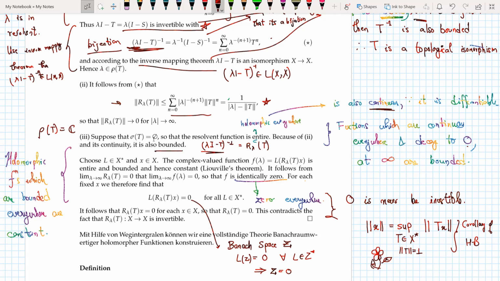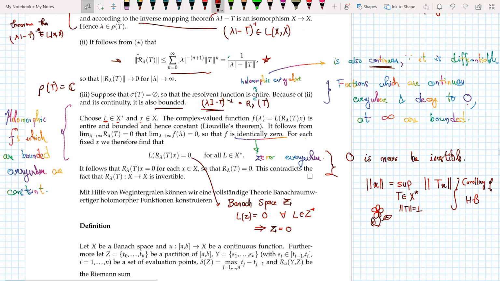Now I know that I choose an L belonging to X star and an x belonging to capital X. And I say that this complex valued function f lambda, which is written as L of R lambda T x, is entire and bounded. So if this function is entire and bounded, I want to make use of another theorem from complex analysis, which says that holomorphic functions which are bounded everywhere are constant.